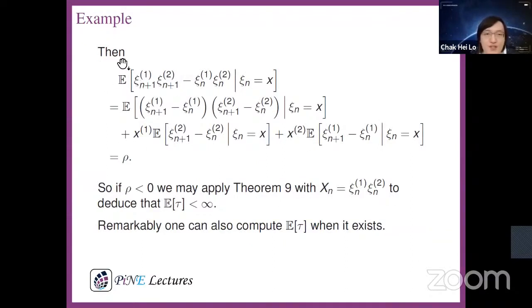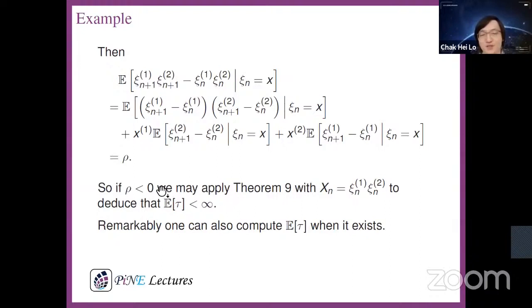What we're trying to do here is apply the Foster criterion, so we need to think of what f should be. In here, a good choice of f is just psi n1 times psi n2. That is why we want to look at this expectation. This expectation can be expressed as the covariance plus these two other terms. From our setting, the two last terms are zero, and we have the term rho. So at the end, we get that this expectation equals rho. If we want to apply the theorem, we want rho to be strictly negative. If it's negative, then we may just apply theorem 9, and we can deduce that the expectation of tau is finite, because it's positive recurrent.